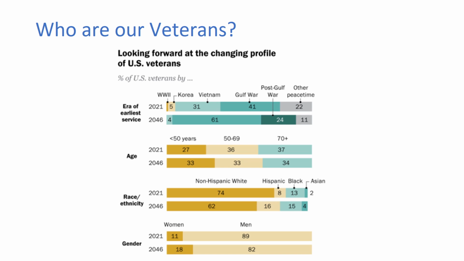White people make up the majority of the racial breakdown of current veterans, and 89% of veterans are male. As you can see on the slide, by the year 2046, there will be a greater proportion of veterans who are younger, part of racial minority groups, and are female.